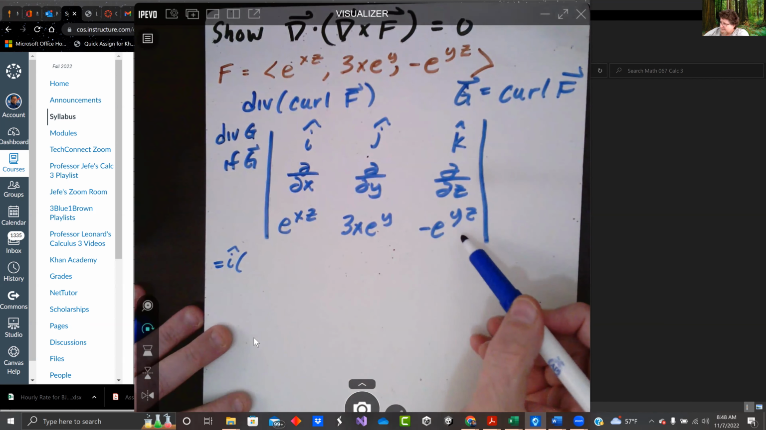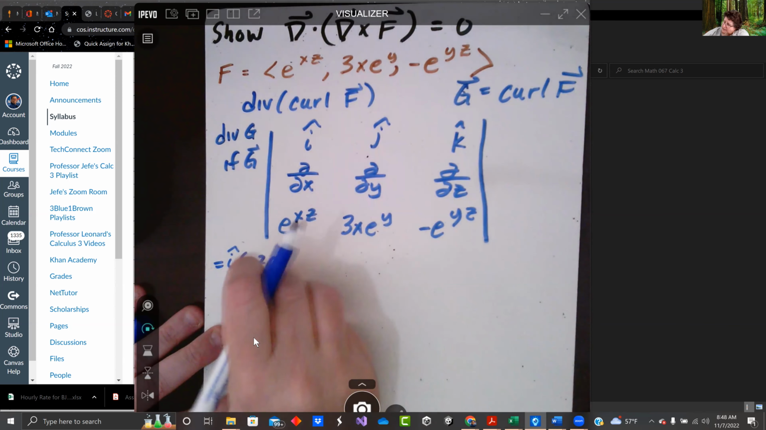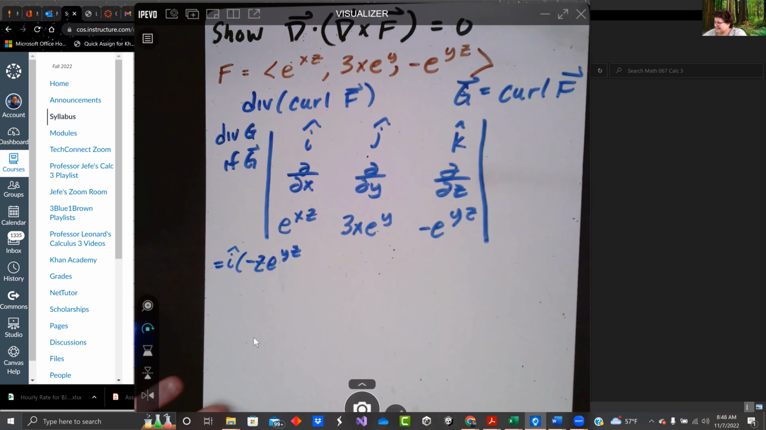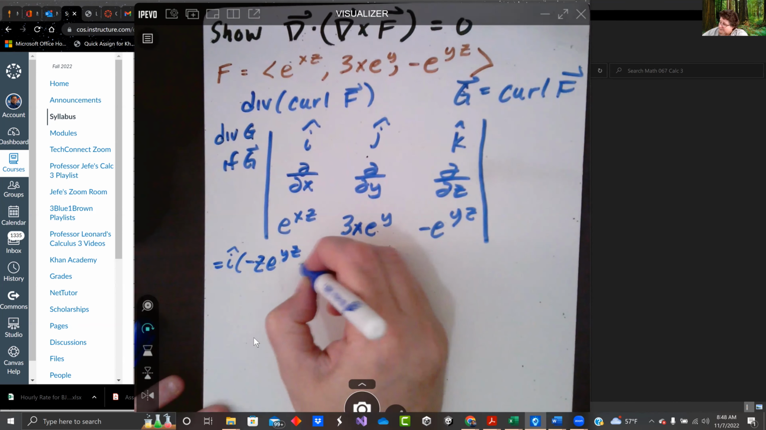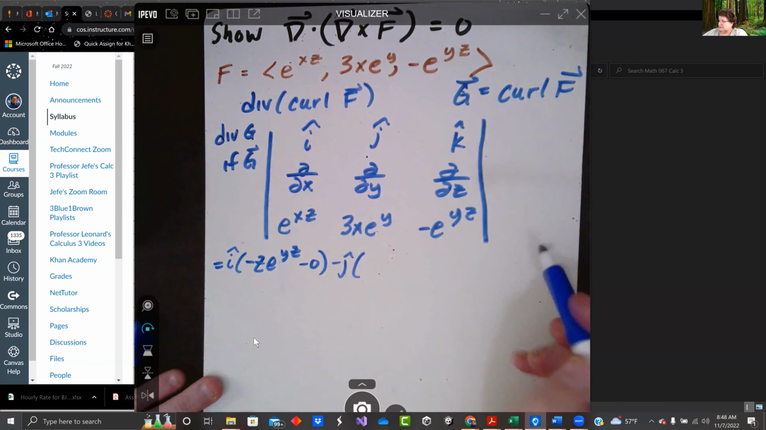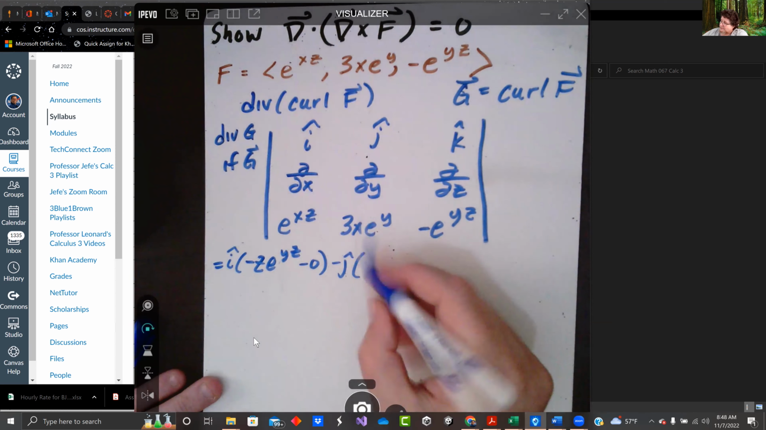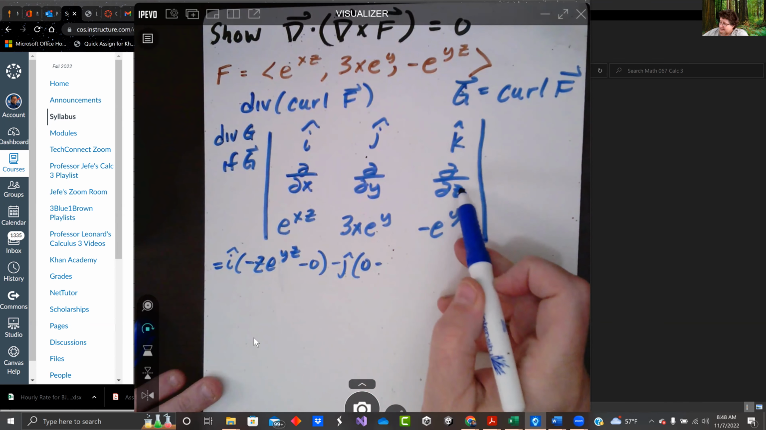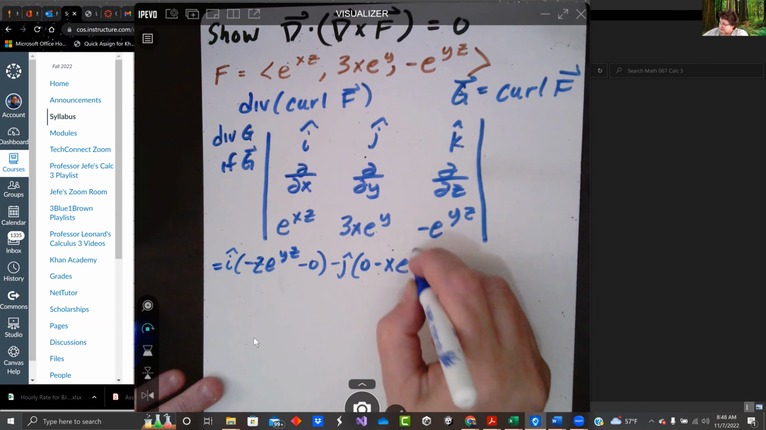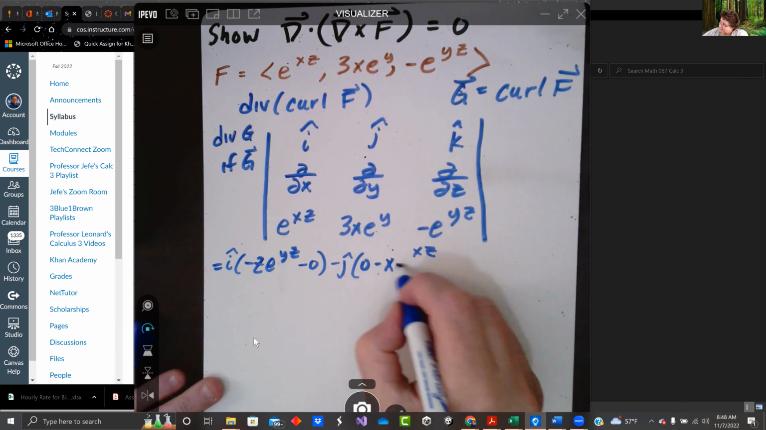So ddy of negative e to the yz is negative z e to the yz. Minus ddz of 3x e to the y is 0. Minus j hat: ddx of negative e to the yz is 0. Minus ddz of e to the xz will be x e to the xz.